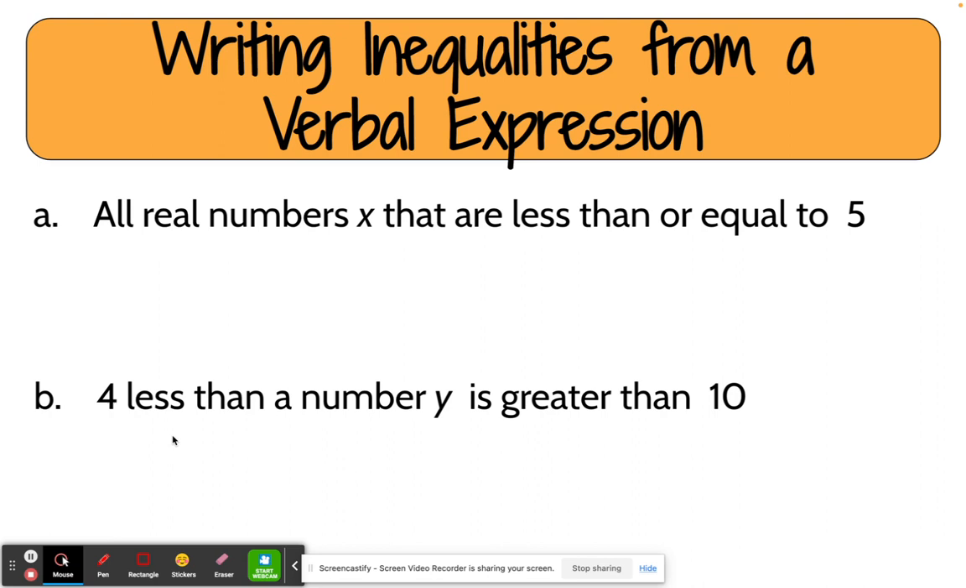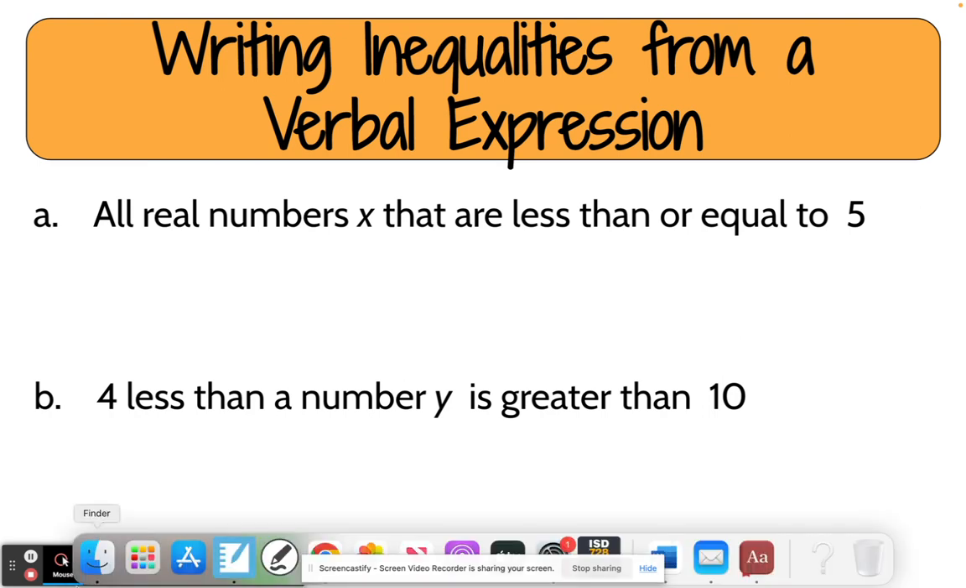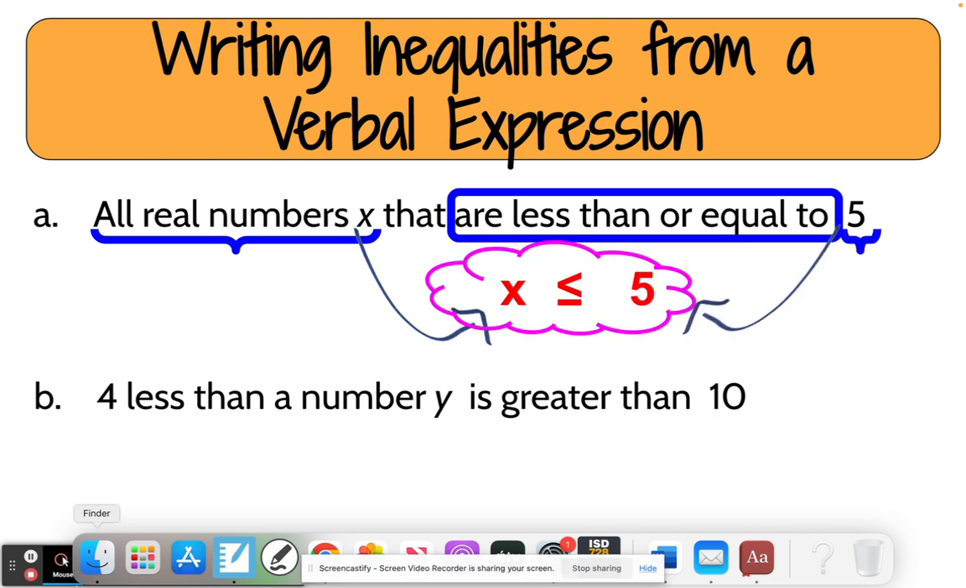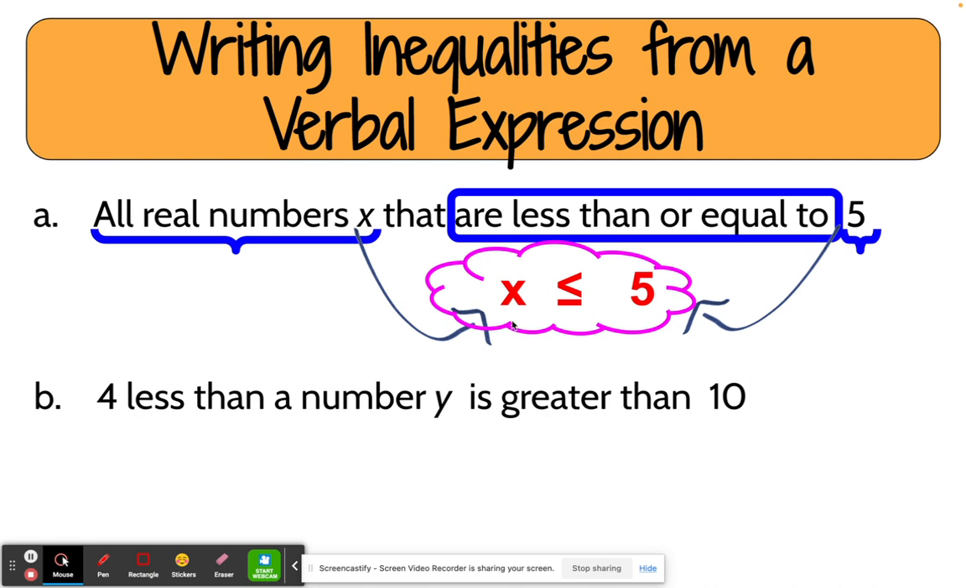Okay, let's write an inequality for some of these situations. I have all real numbers x that are less than or equal to 5. Well, all real numbers x, that's x. Are less than, that's the same as is less than. So that's going to be an inequality, but it's is are less than or equal to. So that's what that looks like, and then 5. So all real numbers x that are less than or equal to 5.